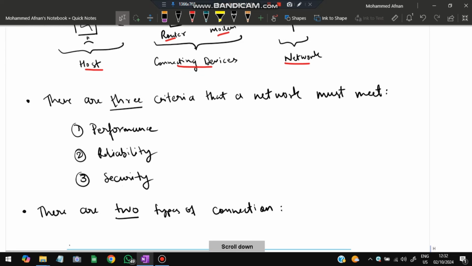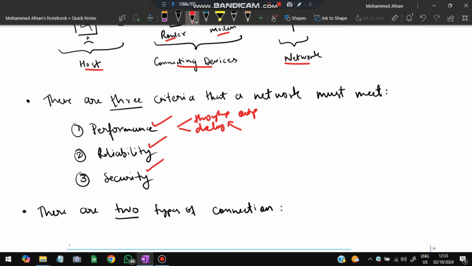Okay, there are 3 criteria that a network must meet: performance, reliability, and security. Performance can be measured in many ways, including transit time and response time, so how well it is responding. And 2 main things are throughput and delay. Throughput means how much data is getting output per second, and delay means how much time it's taking for our data to get transferred. These two are very important factors seen in performance.